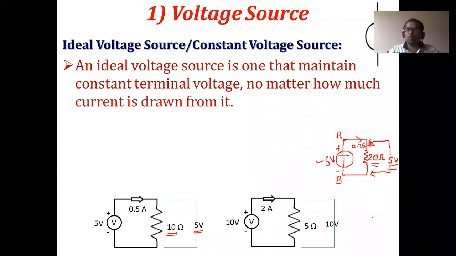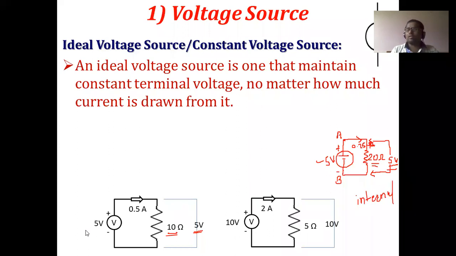That's why it is called a constant voltage source. Get clear? But this is the imaginary concept. Let me clarify. Because when we consider any voltage source, it has its own resistance, and that resistance we call its internal resistance.